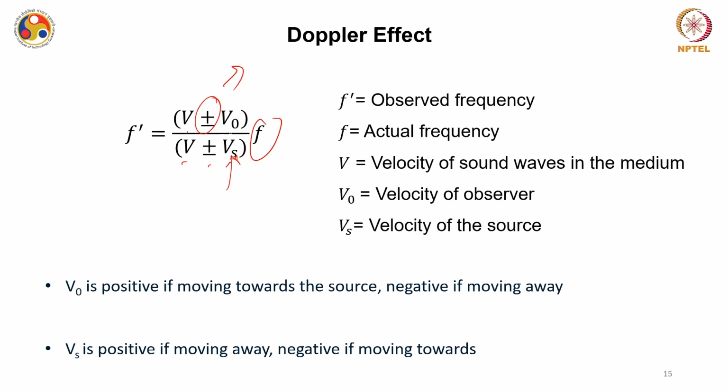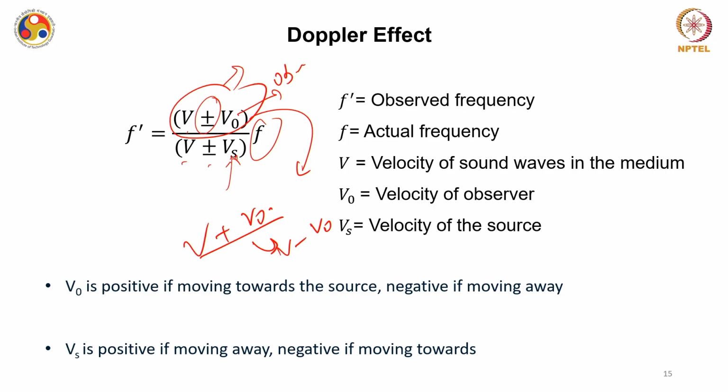Please note that this v naught is for the observer. v naught is positive if the observer is moving towards the source, so we have to take v plus v naught when the observer is moving towards the source, and it has to be negative, or v minus v naught, when it is moving away from the source.